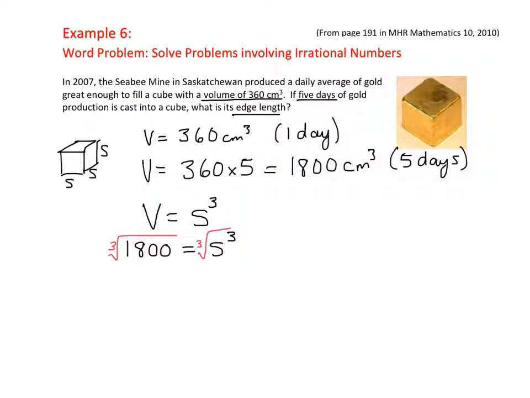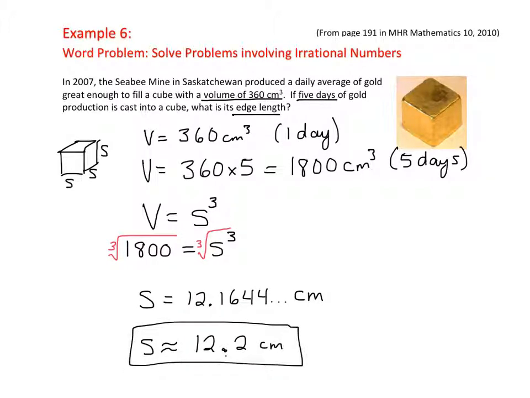That will cancel out the cubed on the right side, so we'll be left with s, and I'll write s equals. And then the cube root of 1800 is equal to 12.1644... And because it's now just a side length, we have just centimeters as our units. So the side length of the cube is going to be approximately 12.2 centimeters long for 5 days worth of gold.